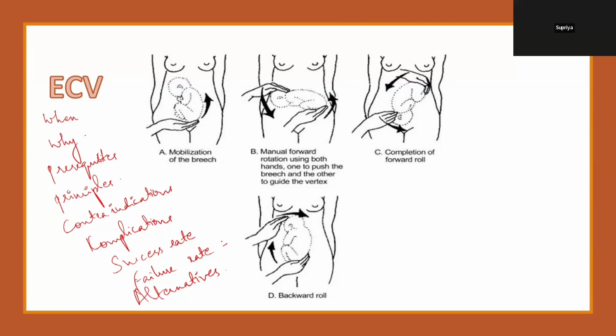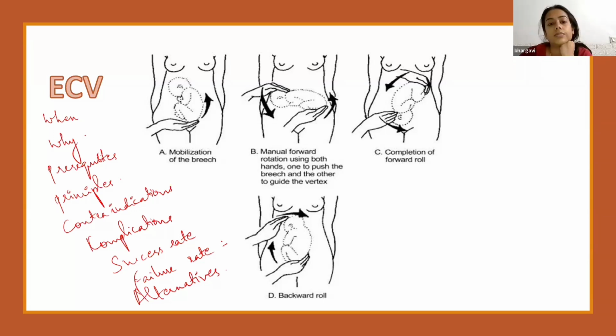Rule out poly. Membrane should be intact, yeah, that is a very important thing. In PPROM or PROM, you cannot say I will do external cephalic version now. So membrane should be intact and the mother should not be in labor. So these are the very important prerequisites for doing an external cephalic version.